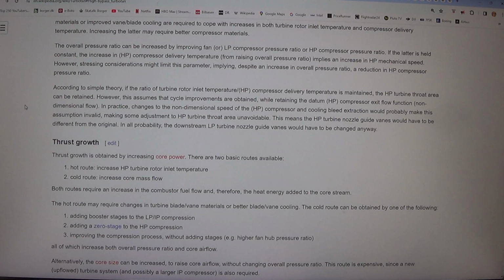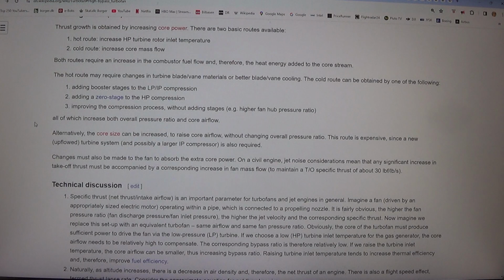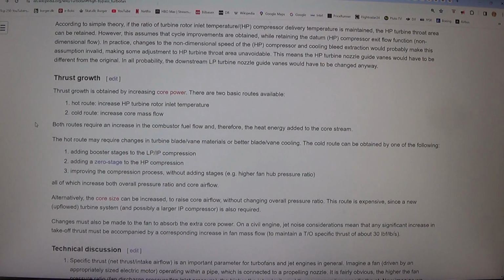However, this assumes that cycle improvements are obtained, while retaining the datum HP compressor exit flow function, non-dimensional flow. In practice, changes to the non-dimensional speed of the HP compressor and cooling bleed extraction would probably make this assumption invalid, making some adjustment to HP turbine throat area unavoidable. This means the HP turbine nozzle guide vanes would have to be different from the original. In all probability, the downstream LP turbine nozzle guide vanes would have to be changed anyway.